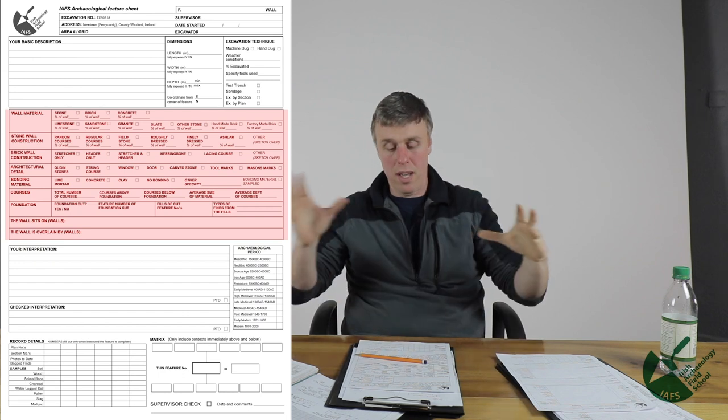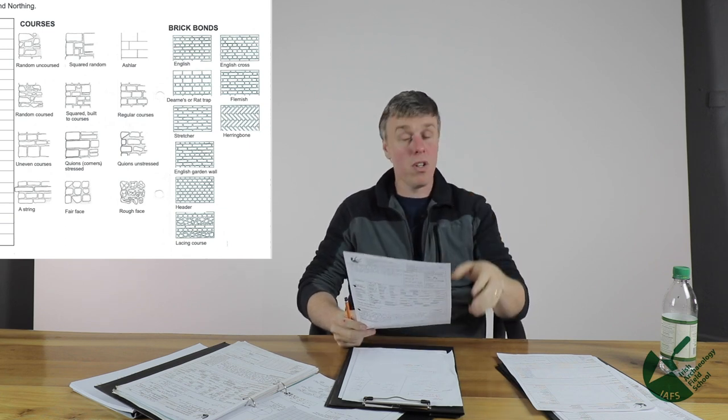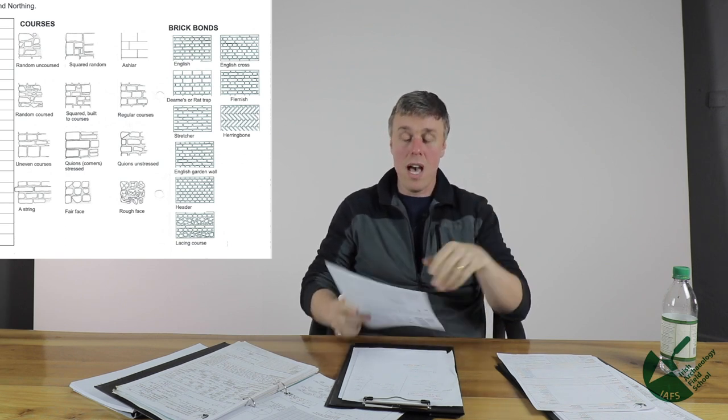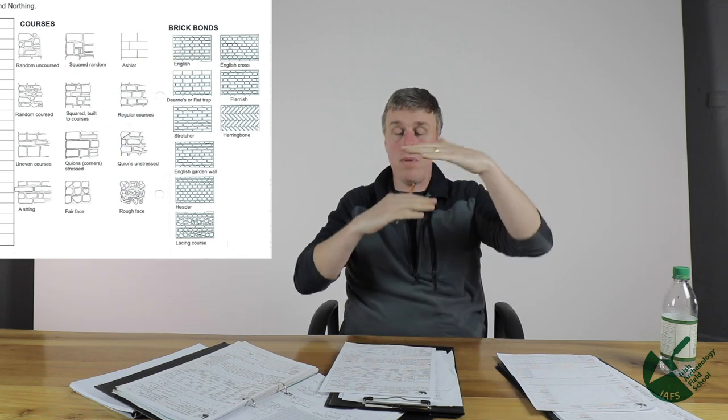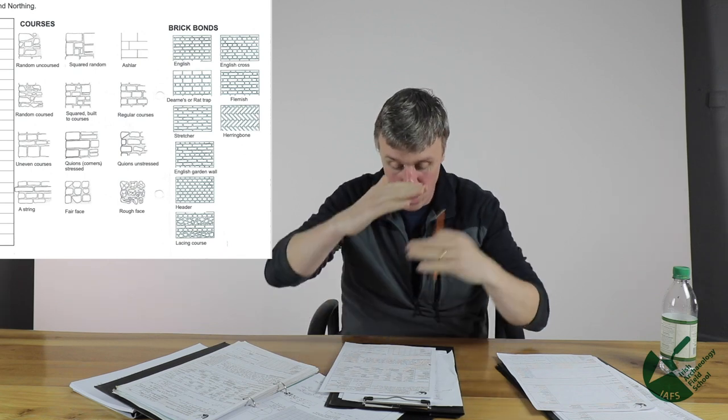You'll see the stone wall construction. What way are the stones physically layered on top of each other? Okay. And if you flip over, you will see the various different pictures of random coursing, squared, random, uneven courses, etc., etc. So there's visual prompts in describing how the stone wall has been put together. And that's exactly the same for the brick bonds. Is it English? Is it stretcher? Is it herringbone? How have the bricks been layered one atop of the other?